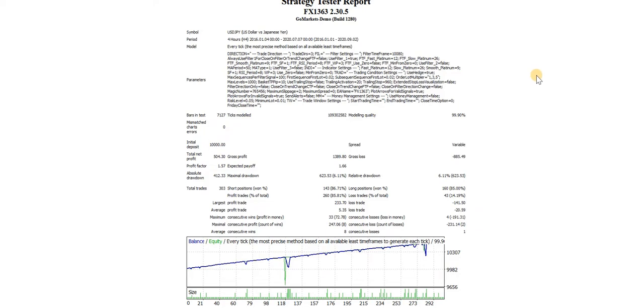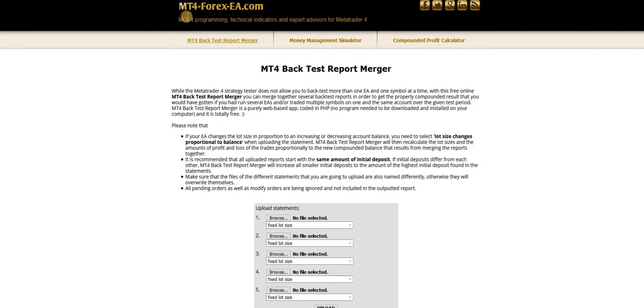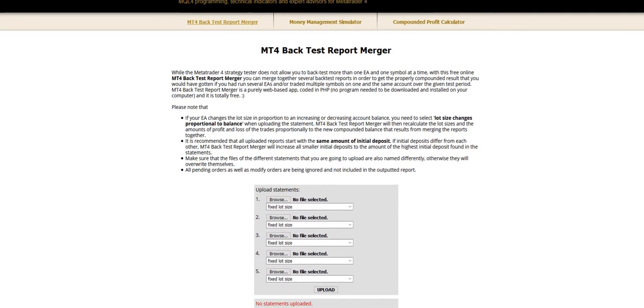All right, so it just brings up a report, opens a web page. It just gives you an idea what the settings are, basically what you just looked at, but in a different format. Now, what we do is we then go to this piece of software. It's just a website. You can see the name there, MT4-Forex-EA.com. All right, so you just go to that, and all it's called is an MT4 backtest report merger. So it's a free tool.